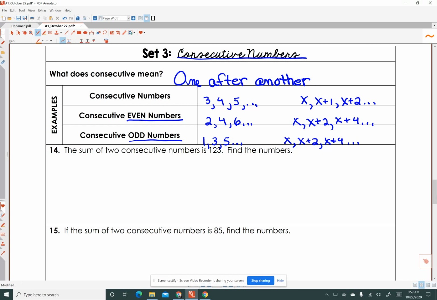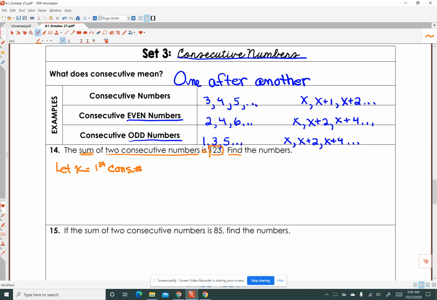So we'll start with number 14. The sum, okay, sum, that is the answer we get when we add, of two consecutive numbers is 123. Is usually means equals. So find the numbers. We're going to do a let box, just like we did in the other problems, or an X box, our let X box. So our let X box will be let X equal. So when we had our other problems yesterday, we let X equal the smaller number. Here we're going to let X equal the first consecutive number.